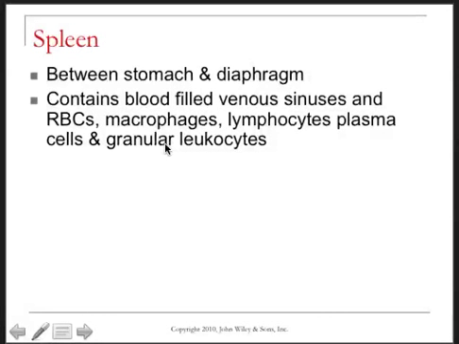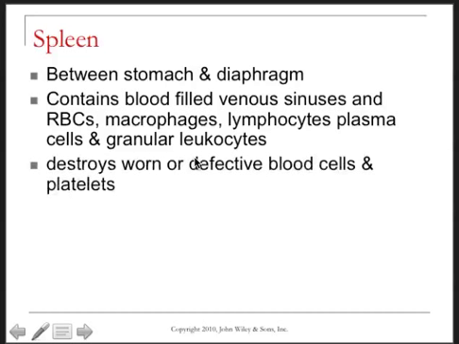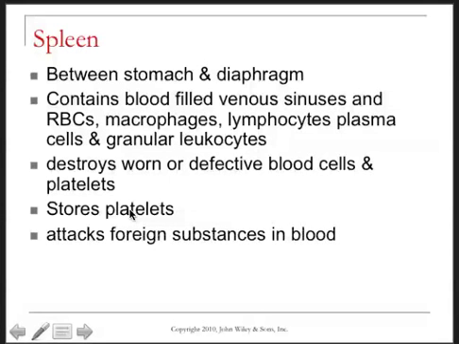The granulocytes are the eosinophils, the basophils, and the neutrophils, and they all contain chemical components designed to neutralize an invader. The act of them spraying the invader with these chemicals is called degranulation. Okay, so that's what happens when they dump their load. The spleen also destroys worn or defective blood cells and platelets. Remember that platelets are involved in the blood clotting process. It also stores platelets. It attacks foreign substances in the blood, and it's also the site of fetal hematopoiesis, meaning the manufacture of blood during fetal development.